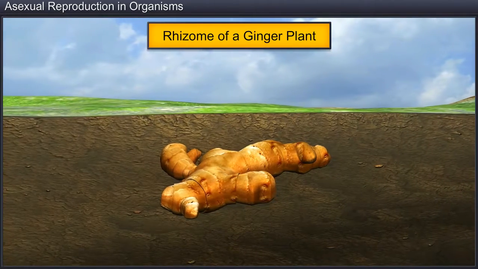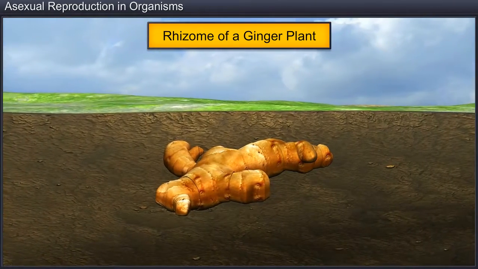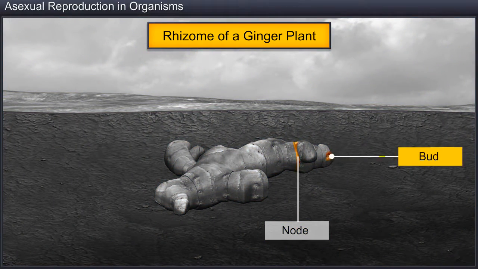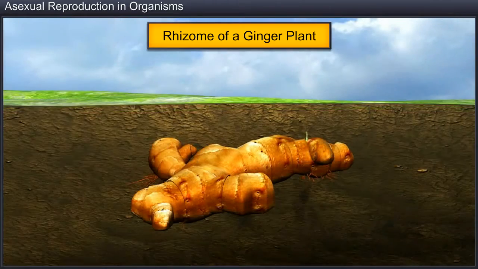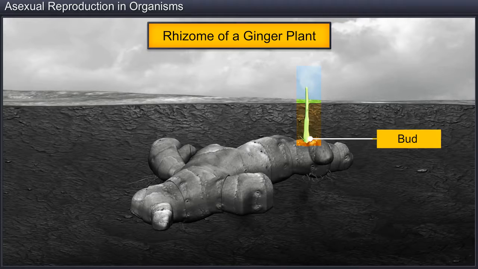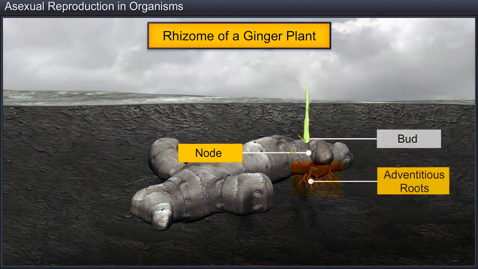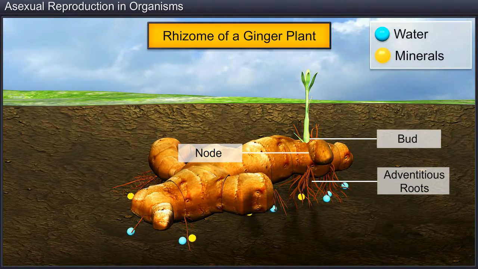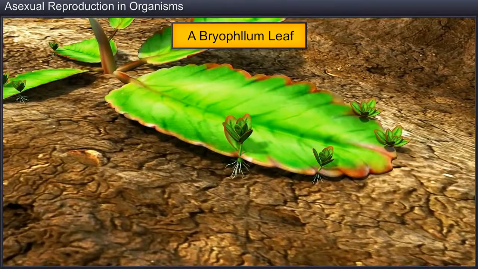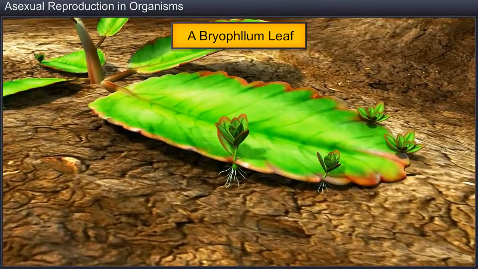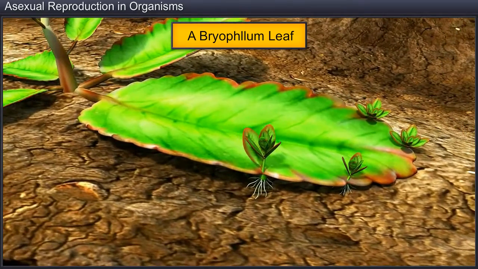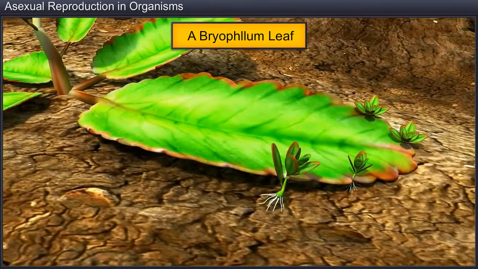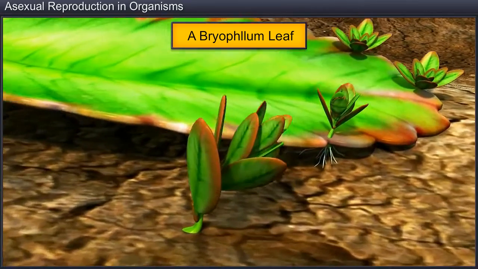Whereas in a ginger plant, modified stems or rhizomes having nodes and buds act as a means of vegetative propagation. While the buds develop into a new ginger plant, the nodes of the rhizome give way to adventitious roots which help in the absorption of water and minerals from the soil. Bryophyllum, on the other hand, have notches on the margin of their leaves that give rise to adventitious buds that fall off and later germinate into new plantlets.